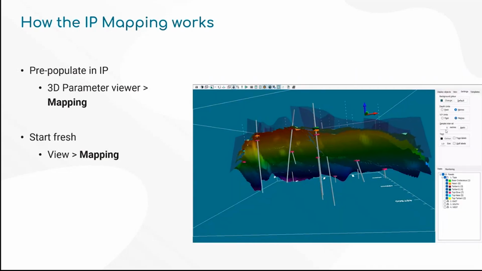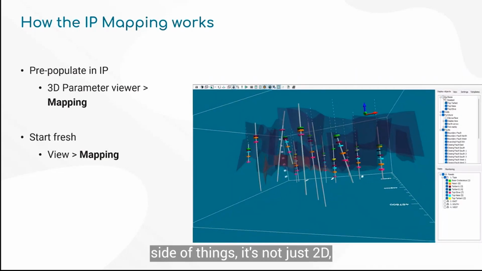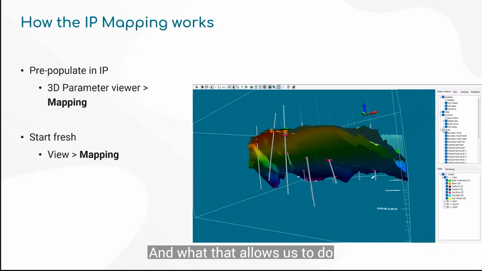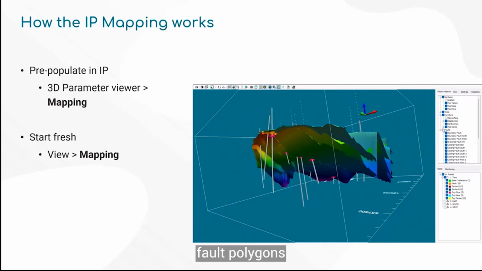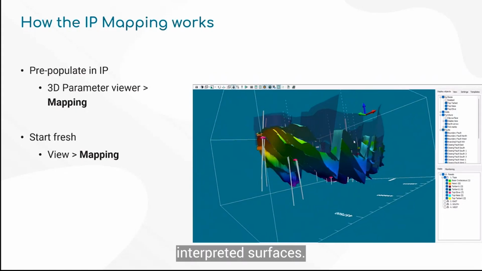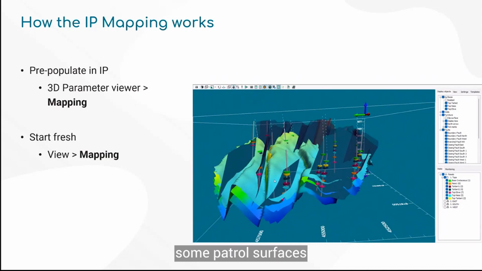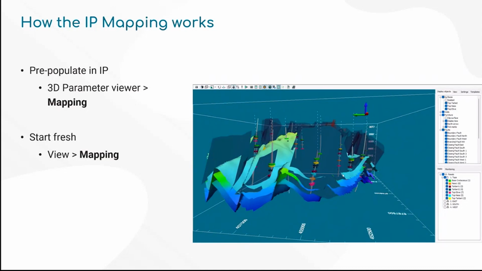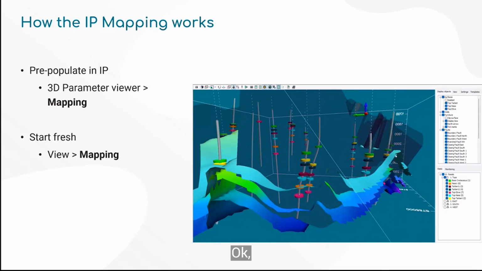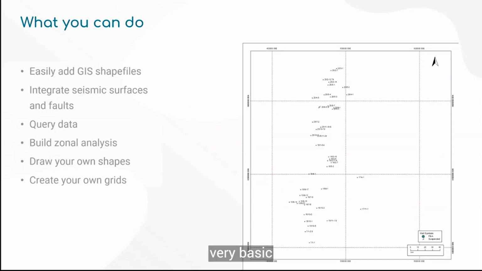So when you get to the mapping side of things, it's not just 2D, like I said, there's the 3D element. And what that allows us to do is actually bring in things like fault polygons and seismic interpreted surfaces. So that's what this little 3D spin around is showing: some Petrel surfaces that have come in and fault polygons that have come in, the well paths with some picks on there. Okay. So, a very basic list of what I can do with these maps now. When you start fresh on a map, in the new mapping, you can see very quickly your well locations. They're there for you to get started with.